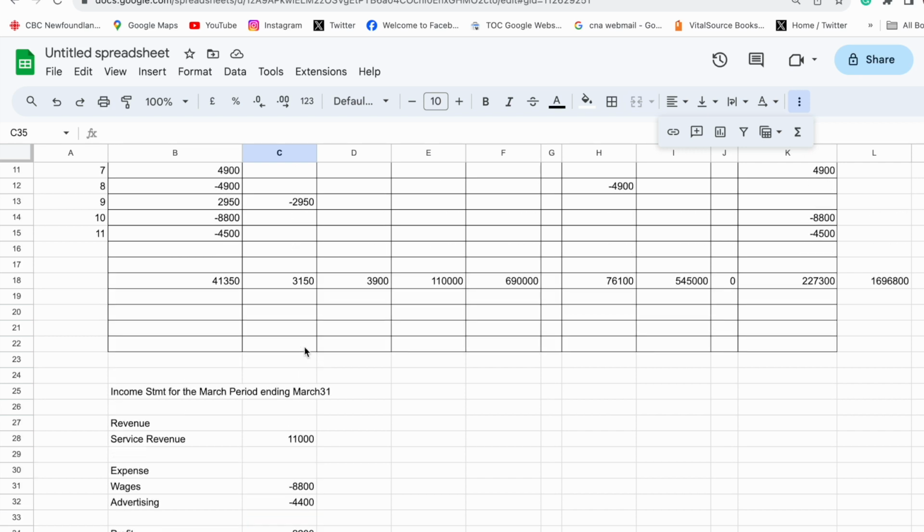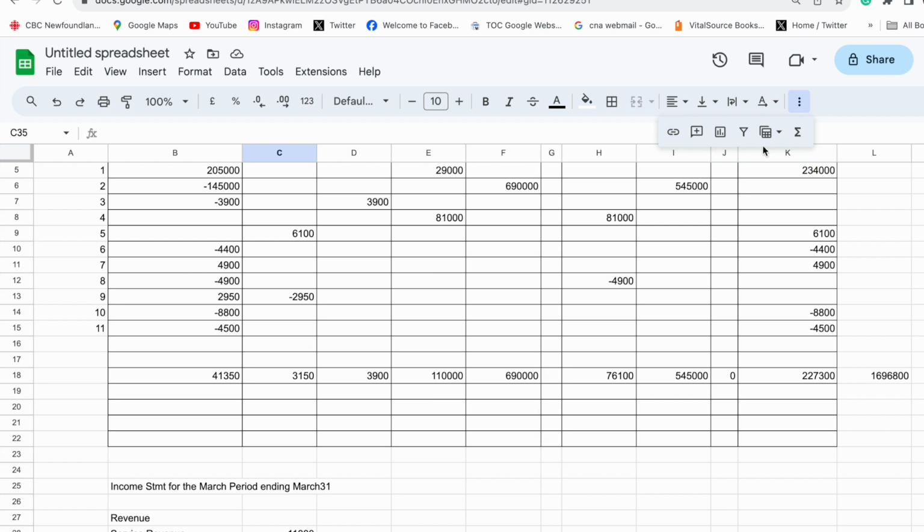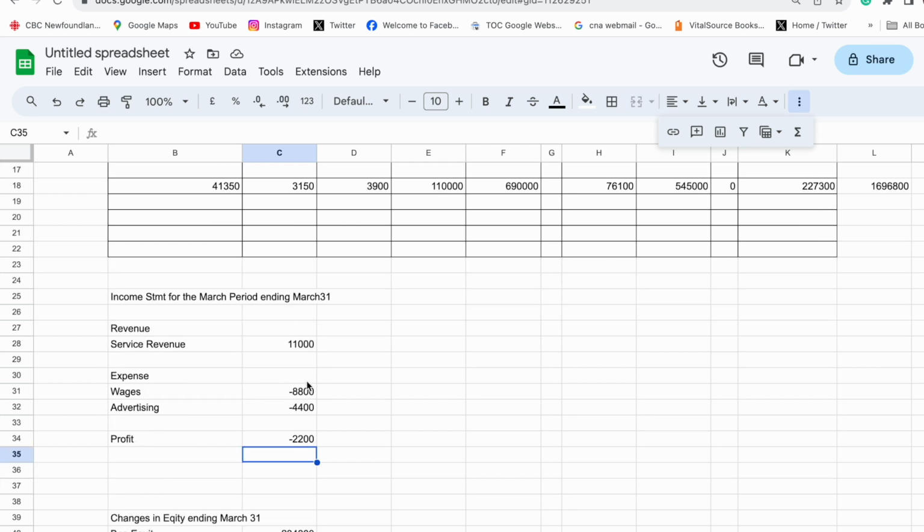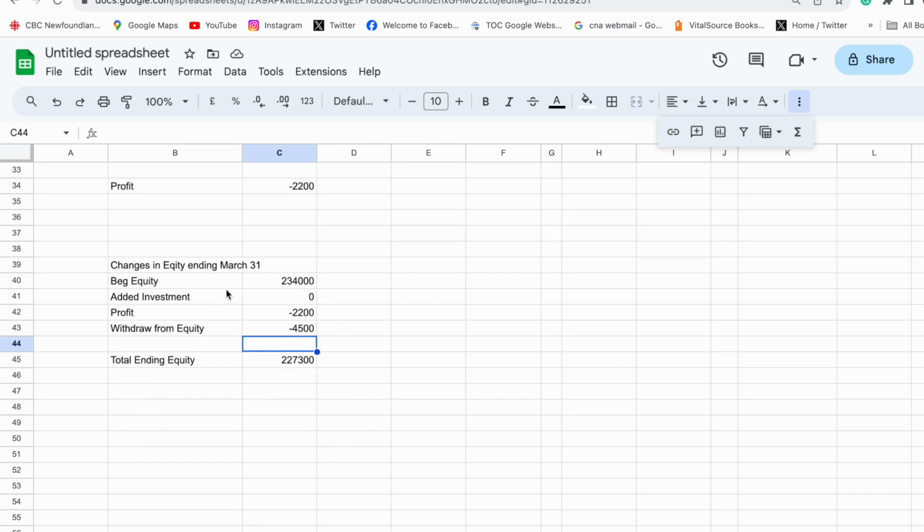$11,000. If we think about where that service revenue came from, we did some work for $6,100 and we did another bit of work for $4,900. Two of those combined together, service revenue of $11,000. Our expenses, we paid wages of $1,800 and we paid advertising of $4,400, and as a result, would generate a loss of $2,200. In terms of changes in equity, we had a beginning equity of $234,000.